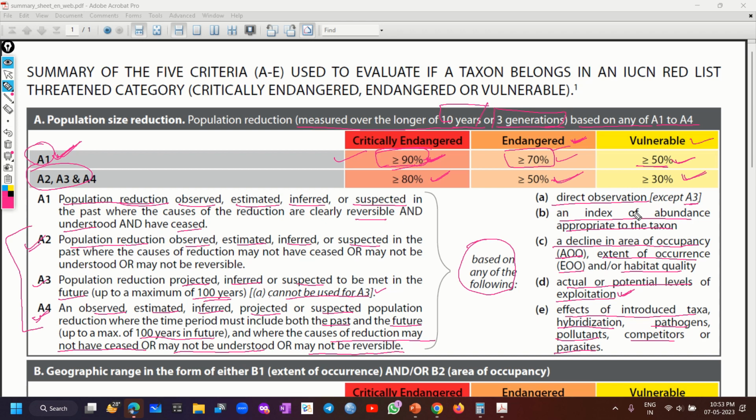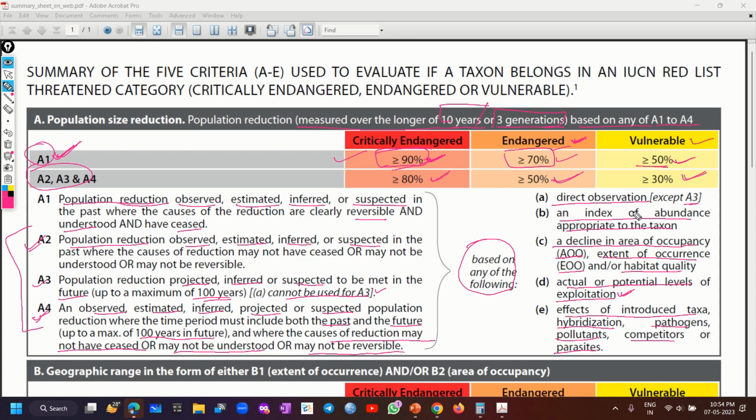Or A4 is saying that we are including both past as well as future, and the cause of the reduction may not have ceased, or may not be understood, or may not be reversible. So if we include the past and future up to a maximum of 100 years, measuring the longer of 10 years and 3 generations, then we are expecting a total of 100 years including the past and future, and it is not possible to cease, or understand, or reverse it. It will go beyond that.